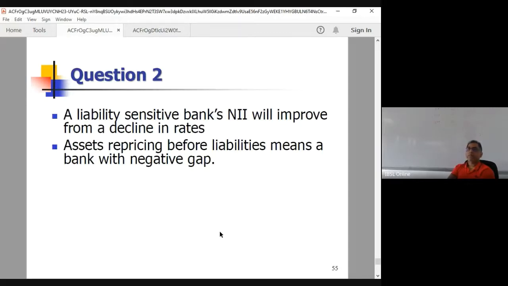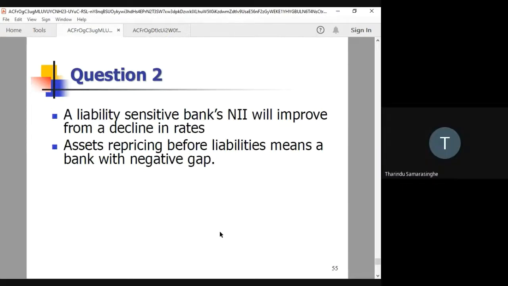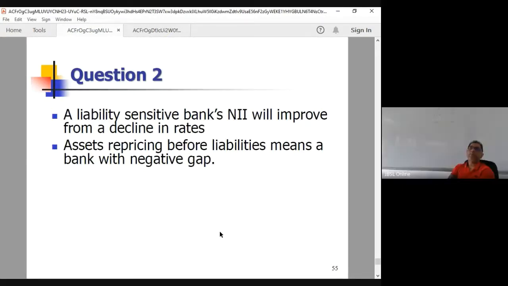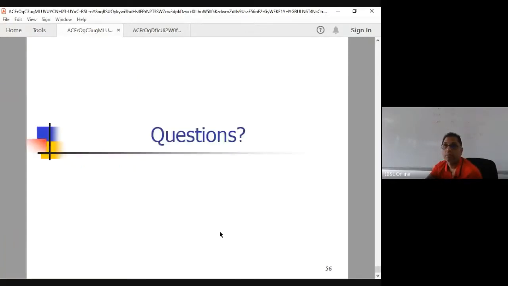Last question, assets repricing before liabilities means a bank with a negative gap, right or wrong? That is wrong. It is a positive gap. Correct. It's the same as before. Basically, a negative gap means it's a liability-sensitive bank, which means their liabilities get repriced faster than assets.